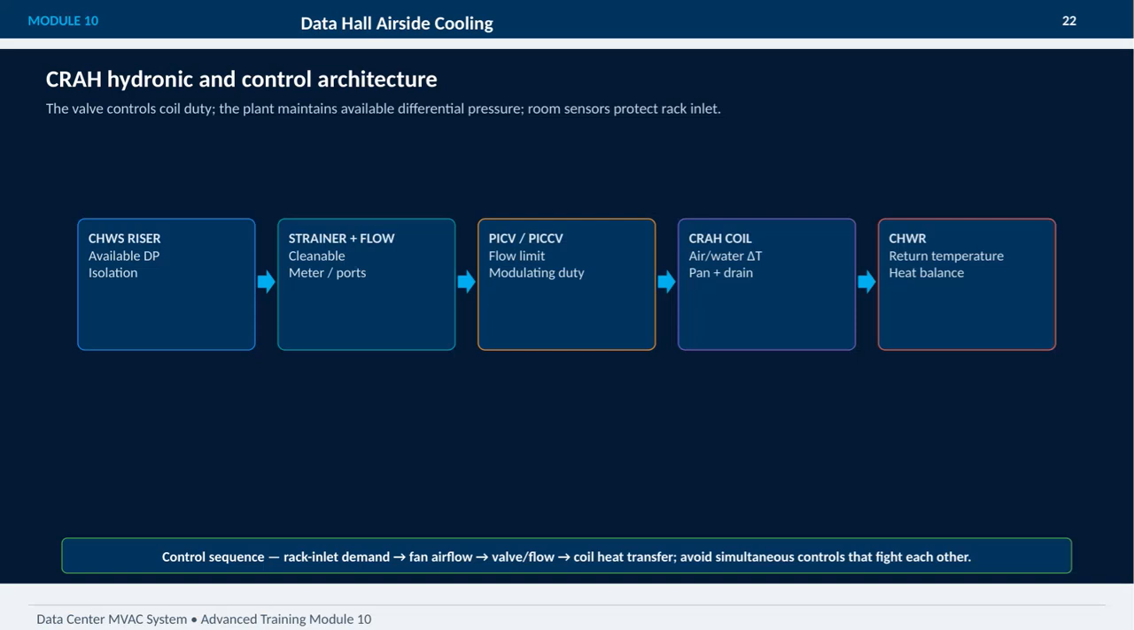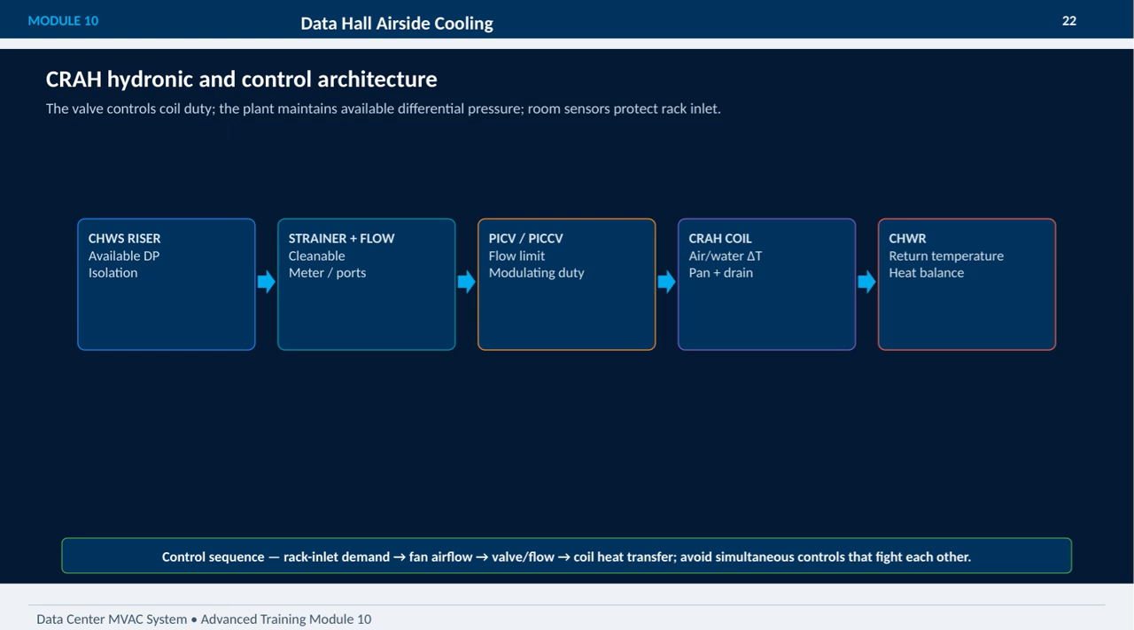In this module, we're focusing on the CRAH hydronic and control architecture for Data Hall Airside Cooling. The key components start with the valve, which controls the coil duty by regulating flow. The plant system maintains the available differential pressure to ensure consistent operation, while room sensors are strategically placed to protect the rack inlets from overheating. On the chilled water supply side, we have a riser with differential pressure availability and isolation capabilities. This is followed by strainers that are cleanable, along with flow meters and ports for accurate monitoring.